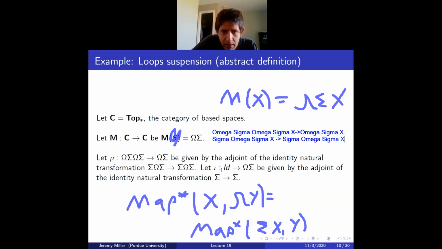And again, similarly by adjointness, the unit corresponds to a map from X into omega sigma X, but that's the same data as a map sigma X to sigma X. So you just take the identity here.